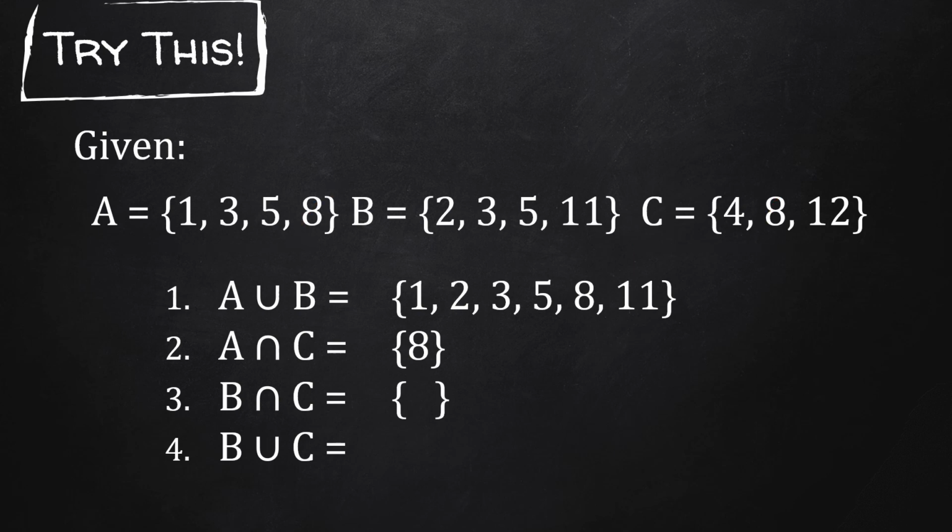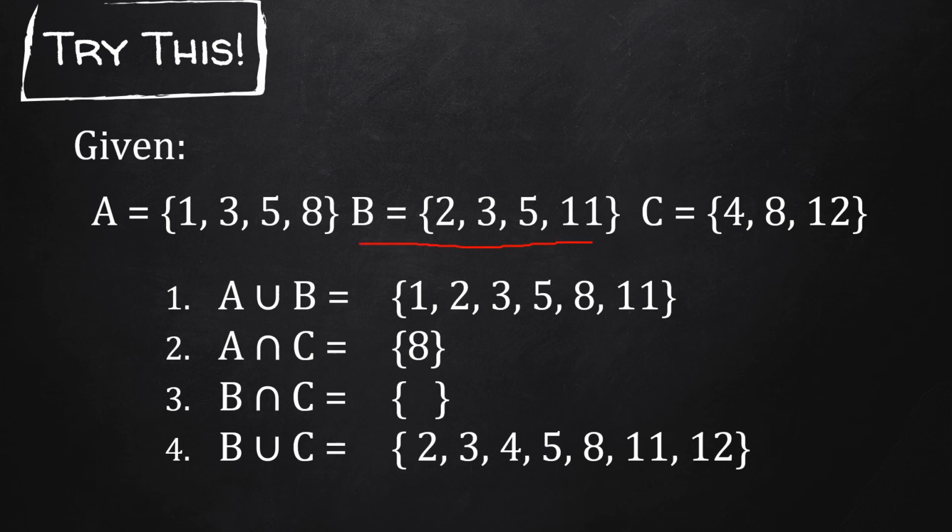For B intersection C, we will have to get the common elements of set B and set C. As you can see, there are no common elements of sets B and C. Our answer for it is an empty set or a null set. For B union C, we will just have to combine all of the elements of set B and set C. So we will get 2, 3, 4, 5, 8, 11, and 12.